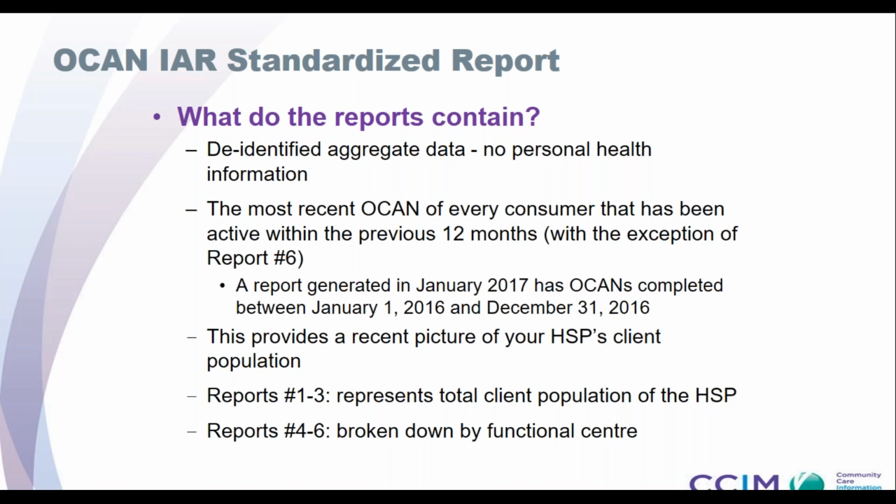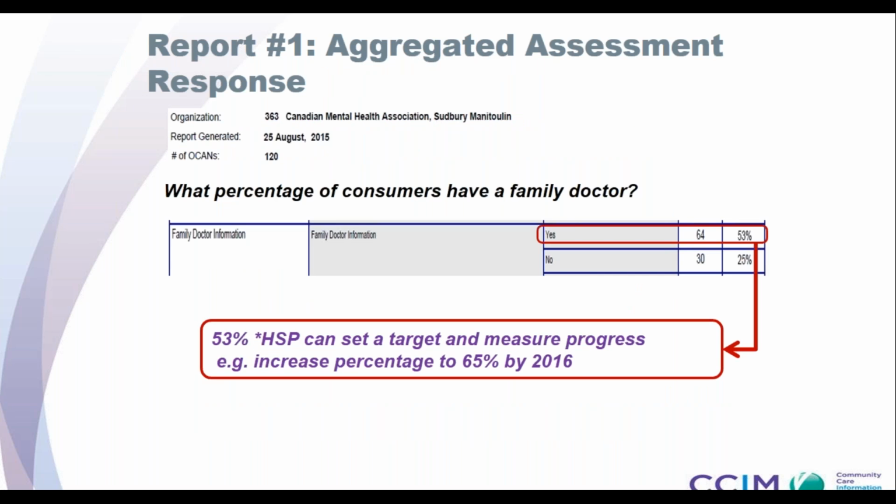And it captures the most recent picture of your client population. Three of the reports are by the total organization, and then three of them, reports 4 to 6, are broken down by service type or functional center to do more specific program planning. So I'm just going to show you a few examples of these reports.